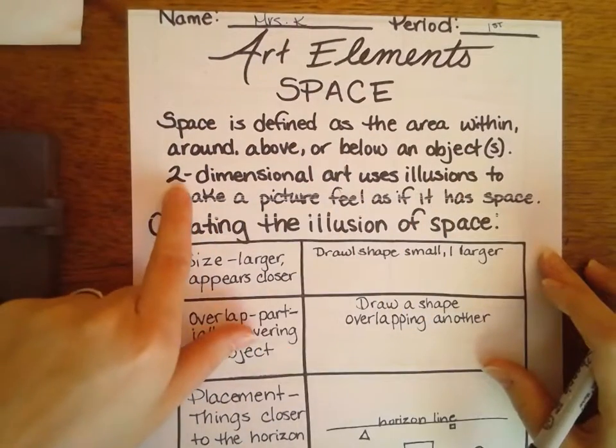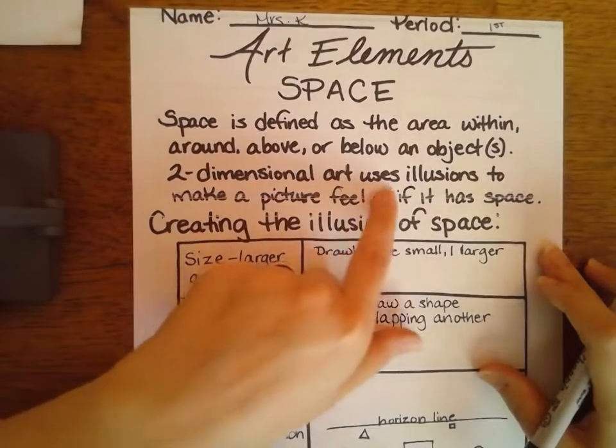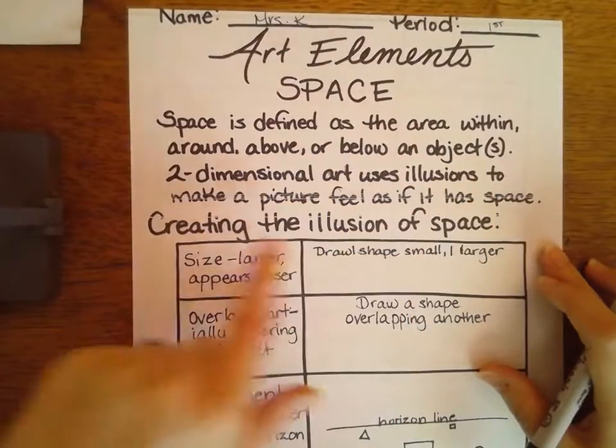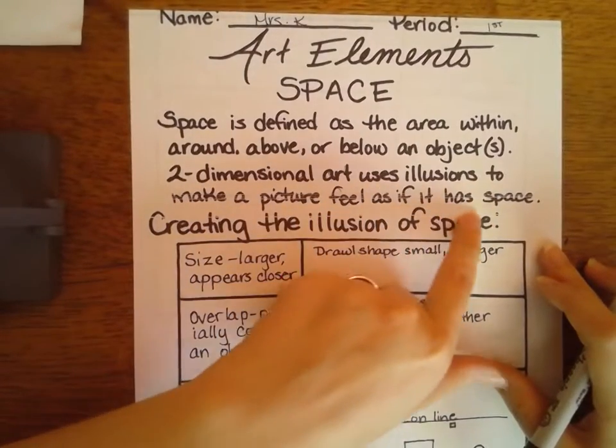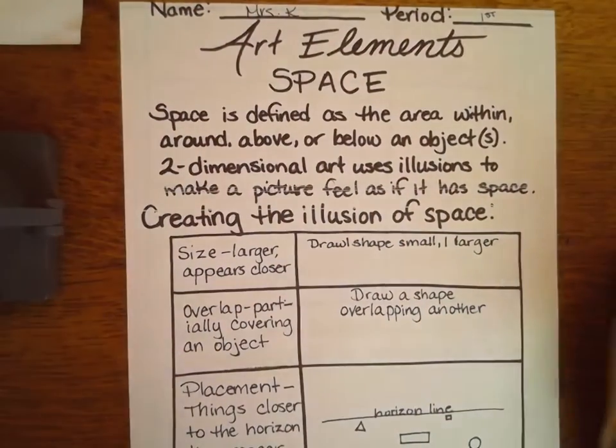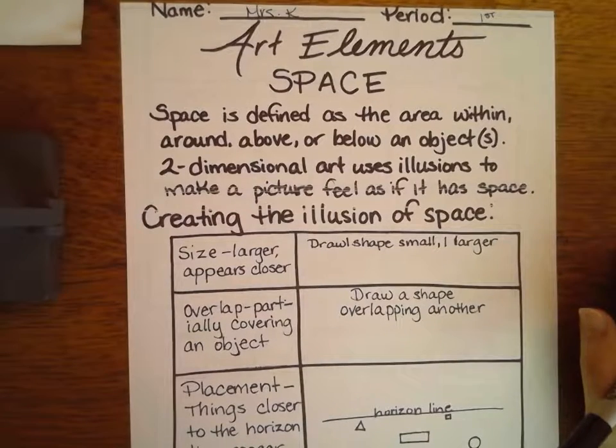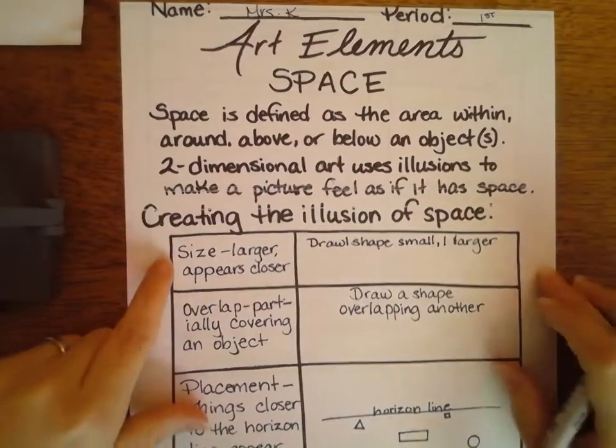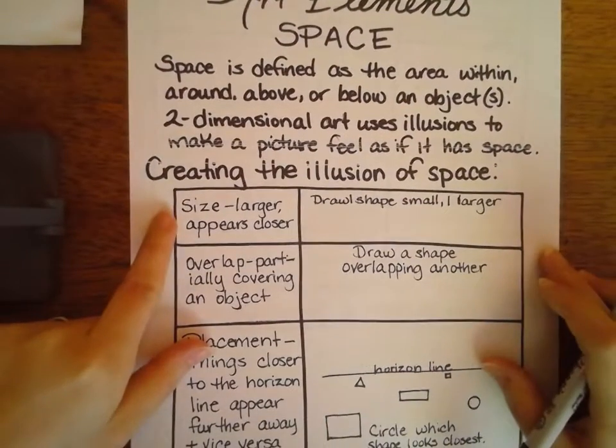So for two-dimensional art, 2D, it uses illusions to trick our eye to make the picture feel as if it has space. If I have a picture up on the wall, think in your mind, and it looks like I can walk down that road. It feels like I can pick up that picture. That artist is using the art element of space to feel as if you are in that picture and can interact with it. So there's a couple of tricks to creating the illusion of space.